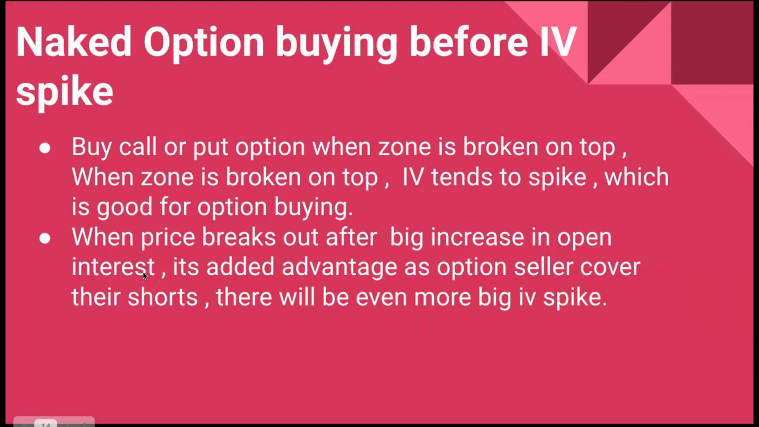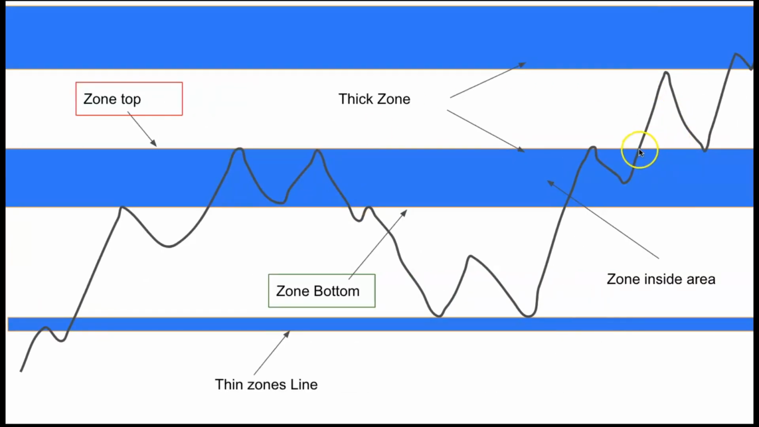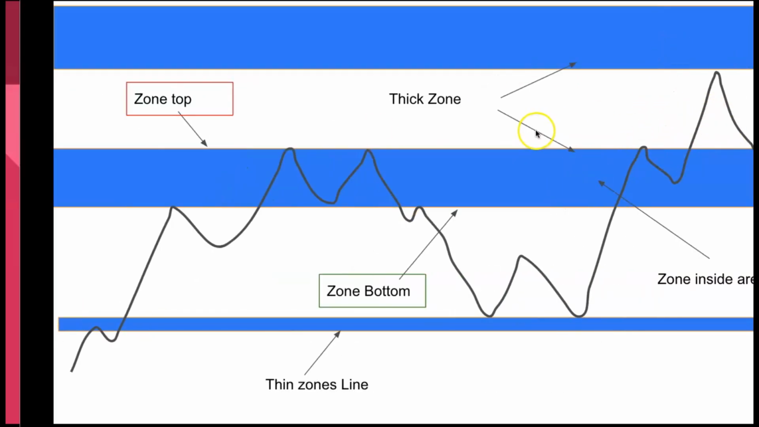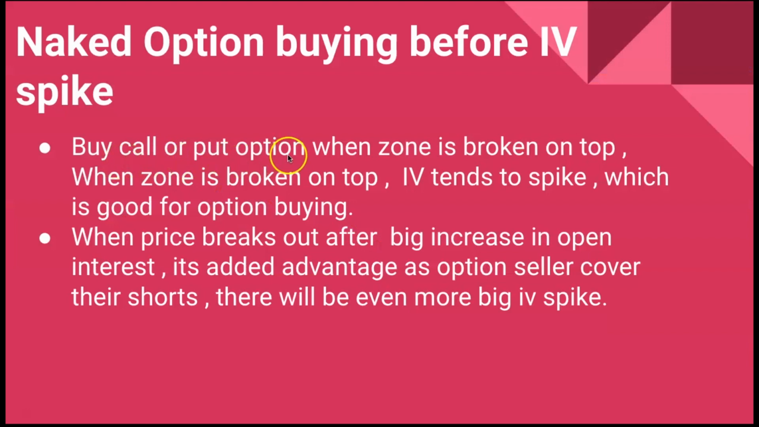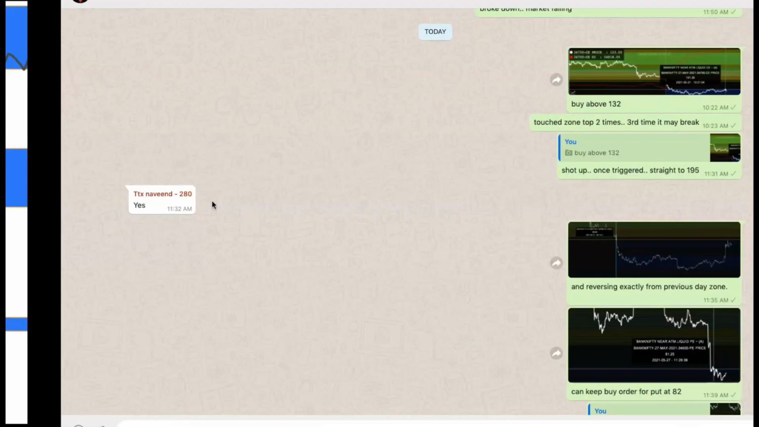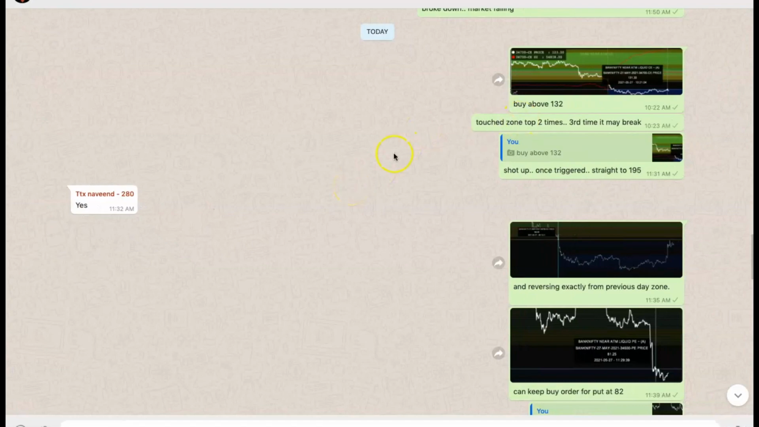So the next strategy is for the naked option buyers, and like I have explained, whenever the zone is broken, the IV tends to spike. So buy the call option or put option when the zone is broken on the top. When the zone is broken on the top, the IV usually gets spiked up, which is good for option buying. Like you see this live example I have given today in the group.